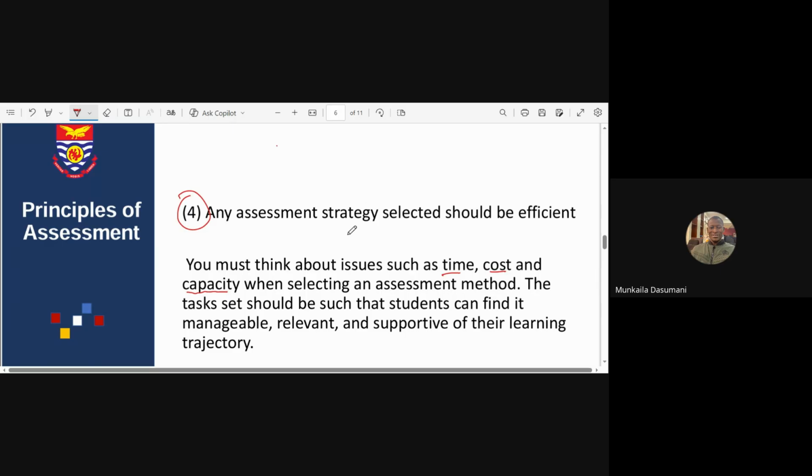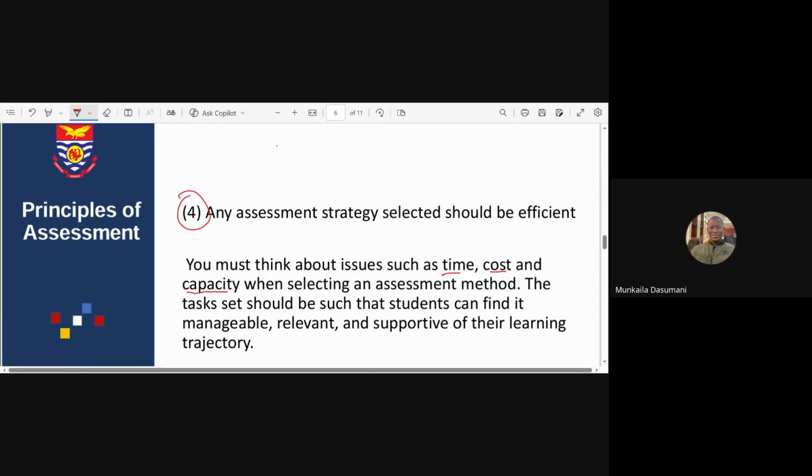That is okay. So we are talking about assessment strategy being efficient. He talked about time, cost, and capacity when selecting an assessment method. You need to consider, assuming you are teaching in a primary school in one village, Bosumtwe, or maybe one corner, and you want to conduct an assessment, and you want to print 10 pages or 20 pages for one person. Who is going to bear that cost? So the cost must be very important.